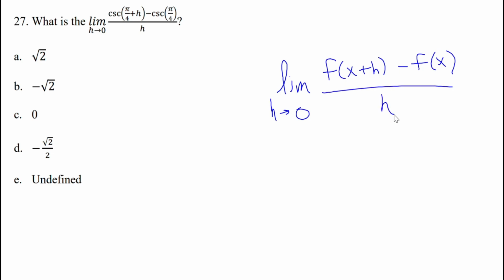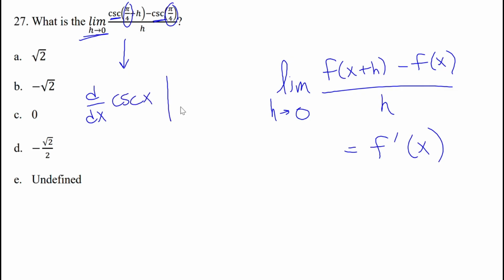right? The limit as h approaches 0, which we have, of a function, looks like our function is cosecant, of some x value, which looks like that's pi over 4 plus h minus the cosecant of that same x value all over h. So we know that this equals f prime of x. So this whole thing should be equal to the derivative of cosecant x evaluated at x equals pi over 4. Well, the derivative of the cosecant function is negative cosecant x cotangent x. So we're going to evaluate that at pi over 4.